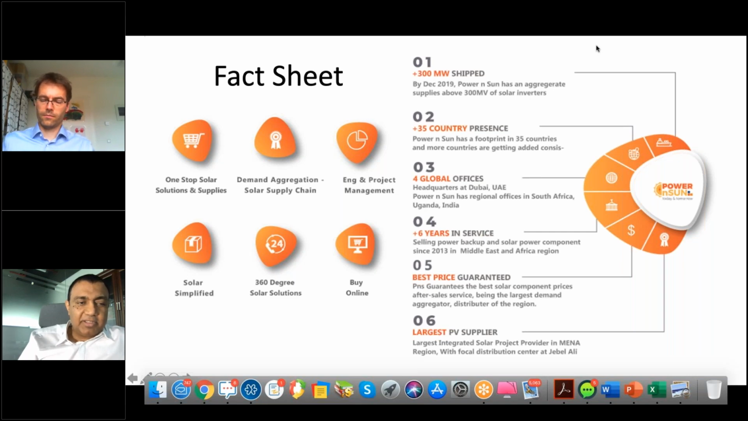Solar Simplified, anyway, I will explain what exactly we mean by this and what exactly the terminology is. 360-degree solutions: off-grid, on-grid, PV diesel hybrid, zero export. You talk about the solar systems, and we will design a solution where the solar energy can be used to get the power for it.